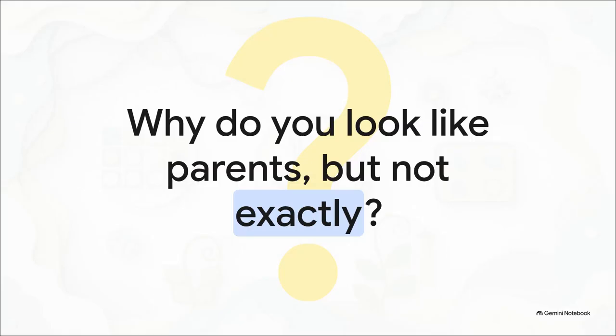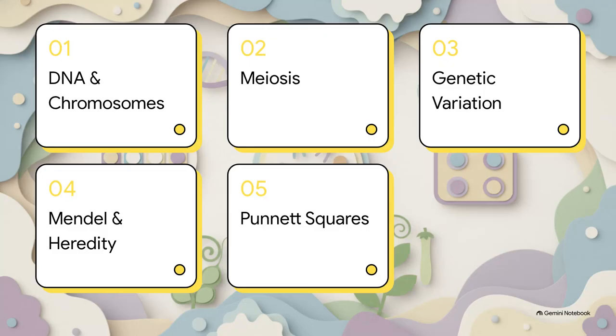So why do you look like your parents, but not exactly like them? We're starting off with this classic biological puzzle of genetic diversity. It perfectly sets the stage to see how a very specific type of cell division, called meiosis, solves this exact problem. It's literally nature's ultimate balancing act, passing down the instructions for life while ensuring every single generation is uniquely its own. Here is our roadmap for the explainer today.